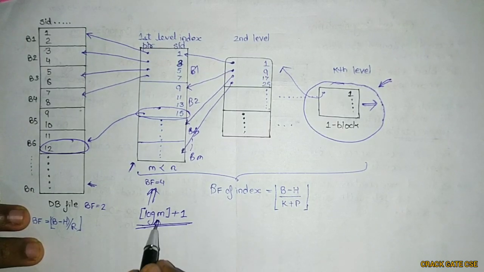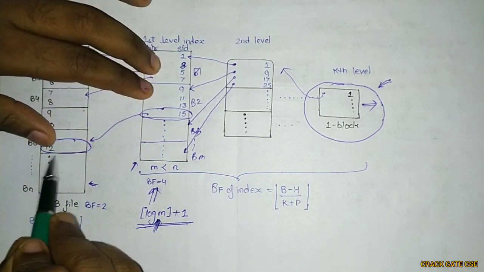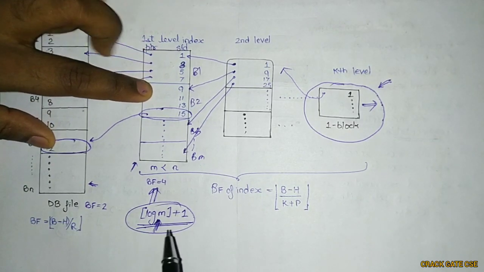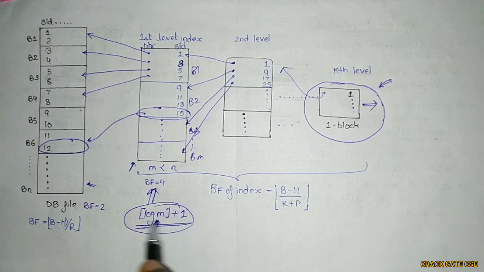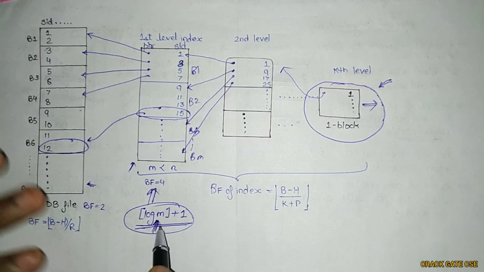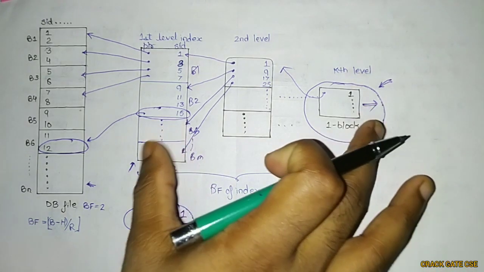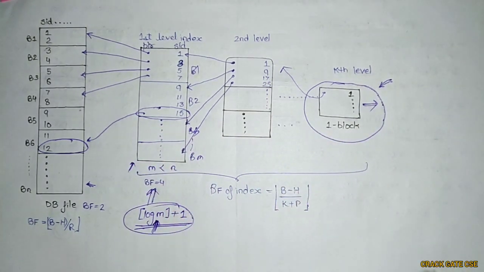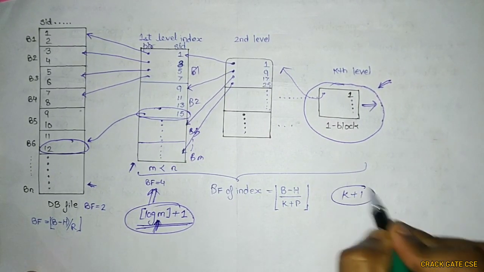So how many block accesses are required? Log m block accesses are required here, and 1 block to access the location. So if we are talking about the first level index, then the time complexity to access a record will be log m plus 1. But if we are using the multi-level index, then the time complexity will be k plus 1.